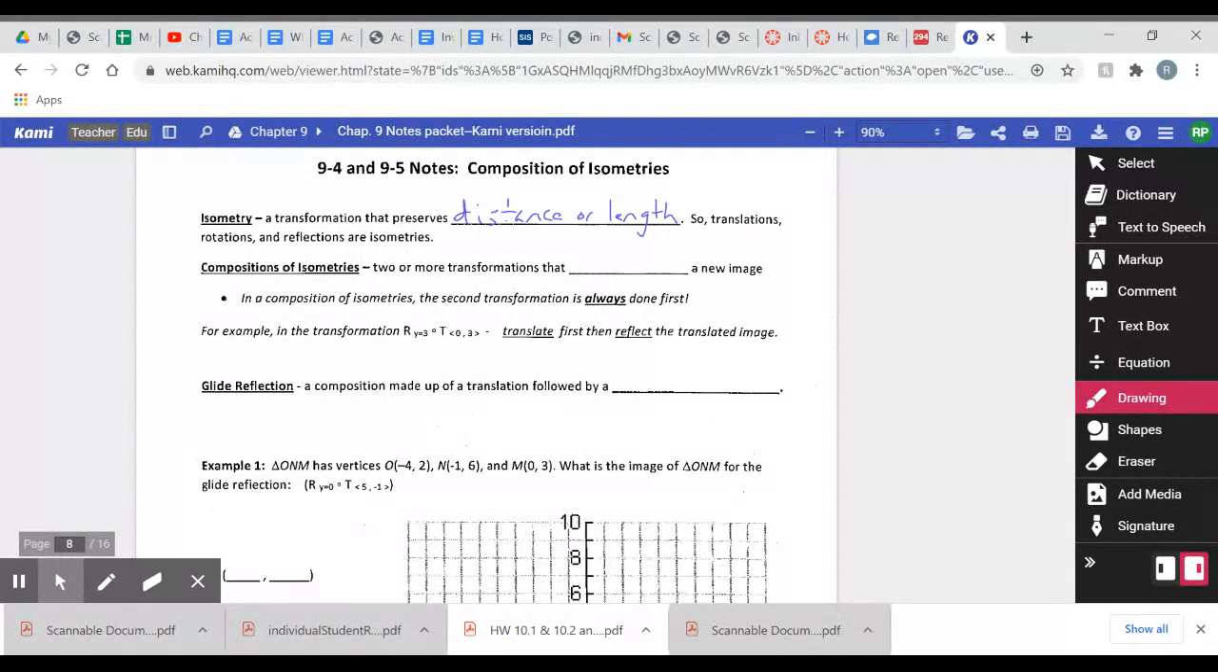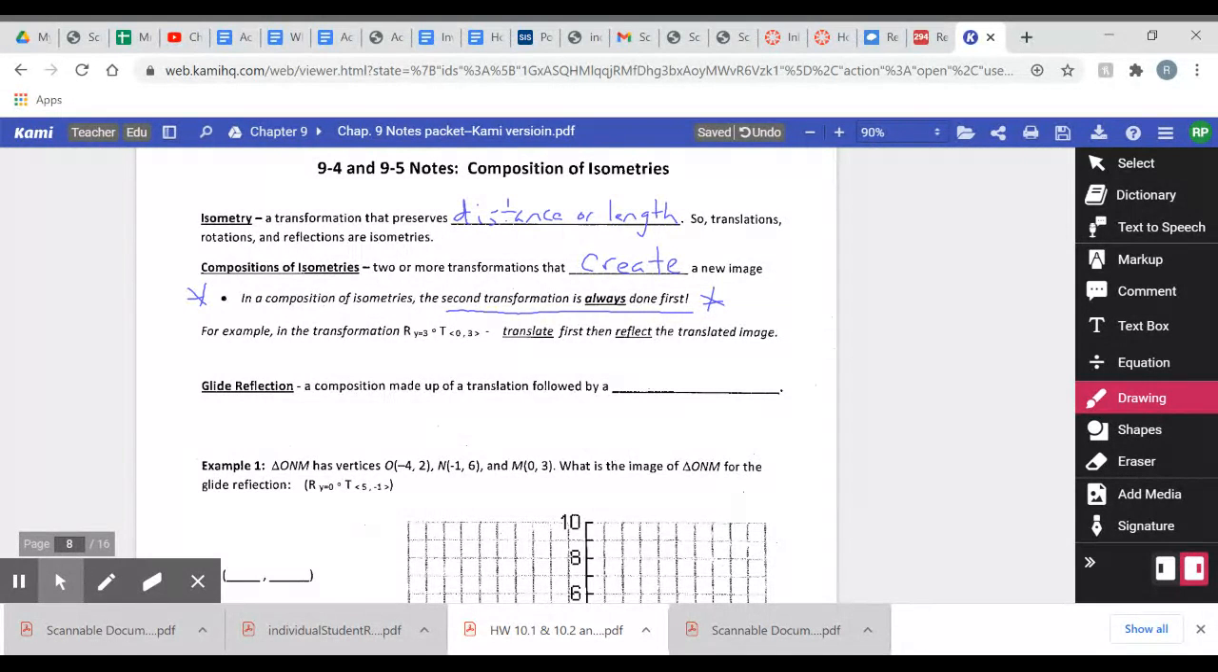A composition of isometries is two or more transformations that create a new image. Okay, so in a composition of isometries, the second transformation is always done first. I would star that because that's probably the biggest key thing here. Everything else that we do in this lesson, we've already done in the other lessons, so it's not much new, but that's the biggest key thing.